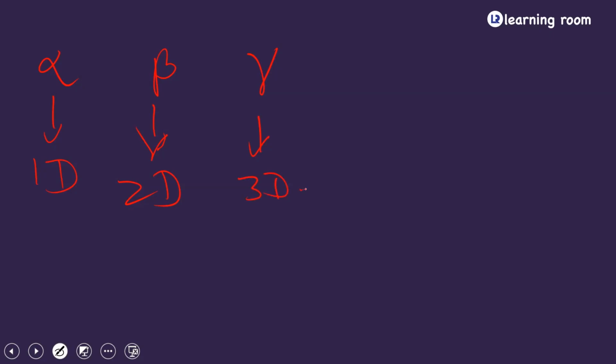And there is a particular relation between the three of these: alpha is equal to beta by 2, and this is equal to gamma by 3. Quite simple. Alpha by 1, which stands for 1 dimension, is equal to beta by 2 because 2 dimensions, and is equal to gamma by 3 because 3 dimensions. Quite simple. Now when we talk about water, it has a very strange behavior.